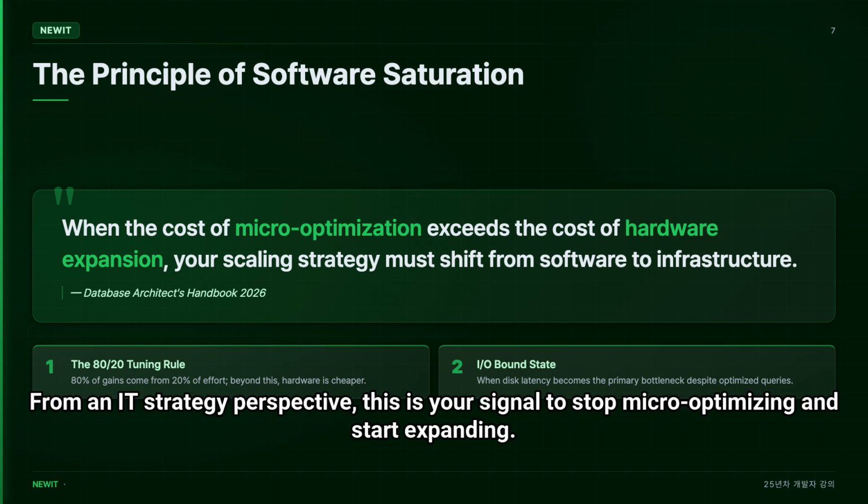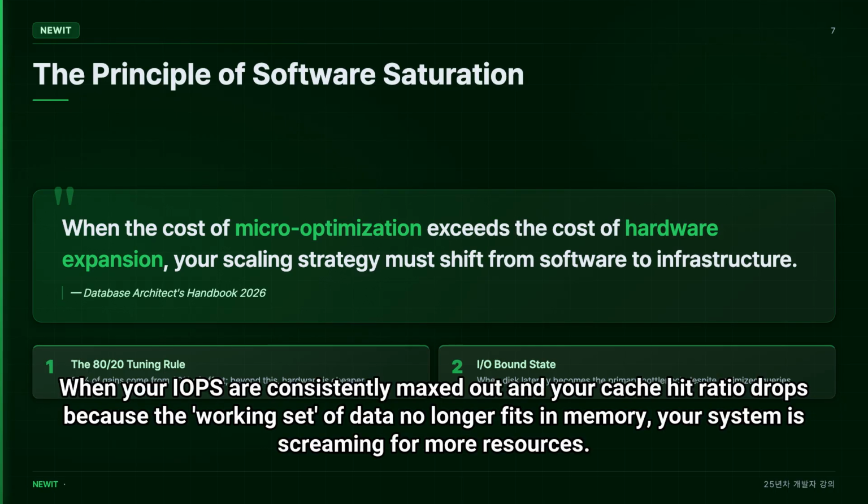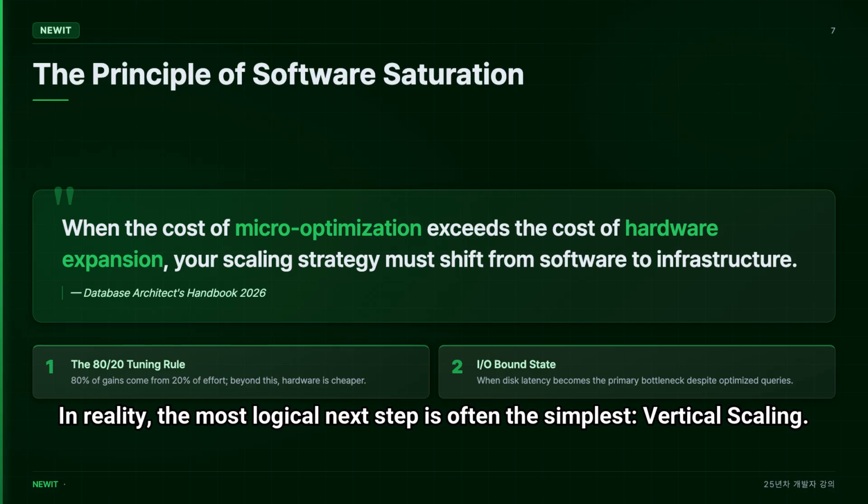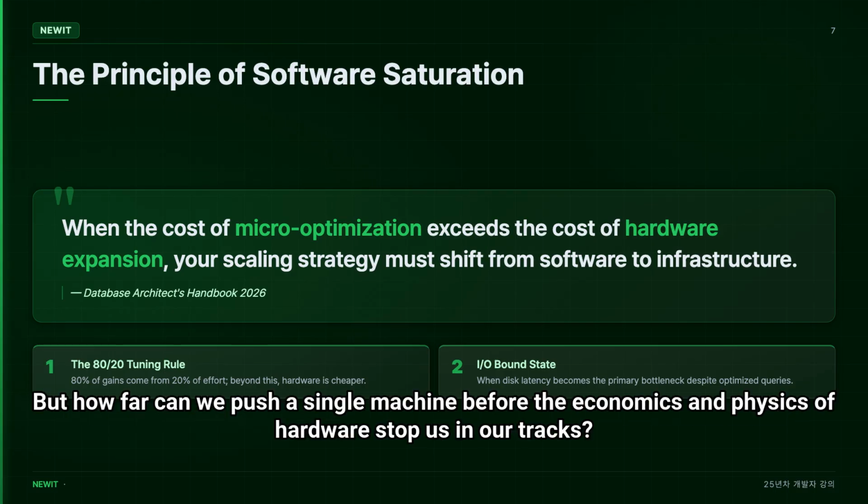From an IT strategy perspective, this is your signal to stop micro-optimizing and start expanding. When your IOPS are consistently maxed out and your cache-hit ratio drops, because the working set of data no longer fits in memory, your system is screaming for more resources. The mistake many make is trying to skip straight to complex sharding here. In reality, the most logical next step is often the simplest, vertical scaling. But how far can we push a single machine before the economics and physics of hardware stop us in our tracks?